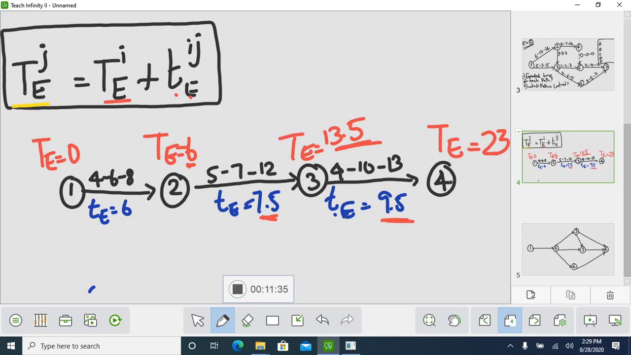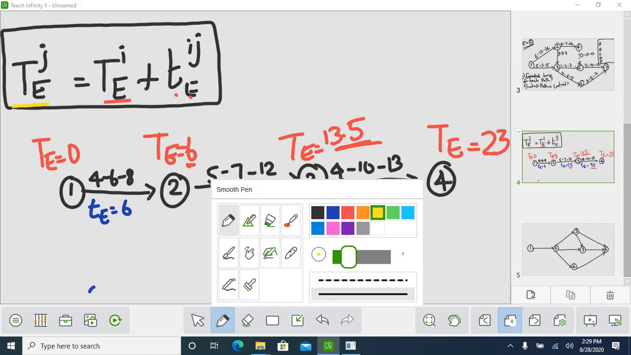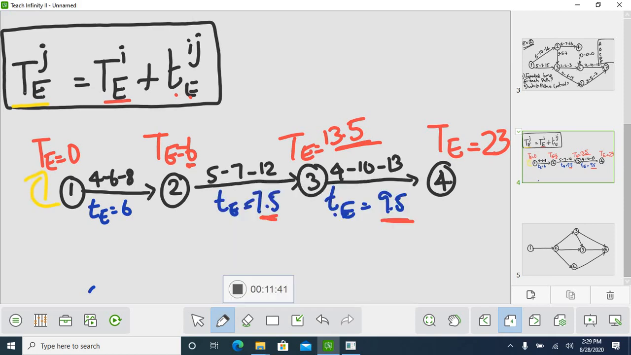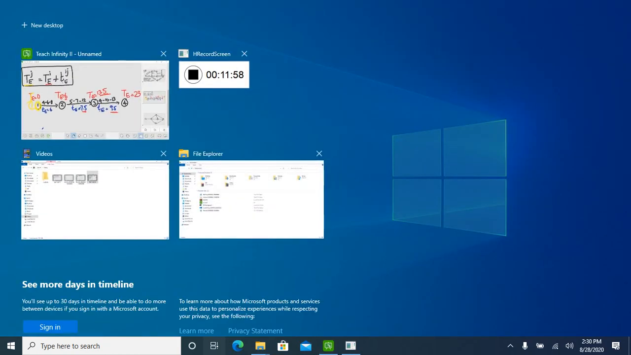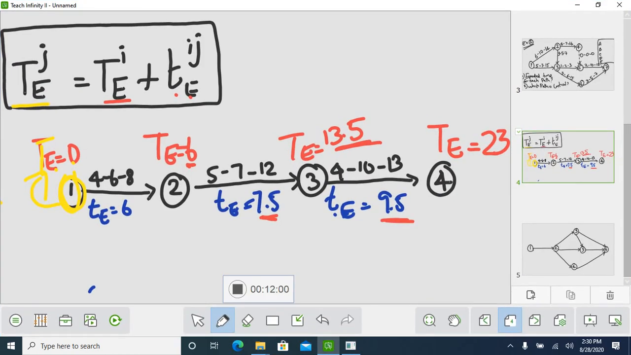So the earliest expected time, you have to write it down below your node. So this is your node, and you'll be writing below your node, that is capital TE. If you want to calculate the earliest expected time for event 1, you will see which activity you have before. It doesn't have any activity, so you will write directly 0.